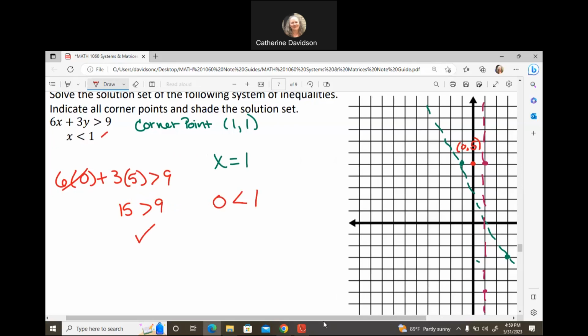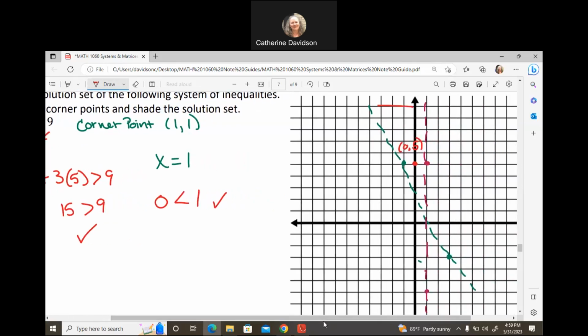Okay, remember we're going to go back to the original inequality. That is true. So that means the shading, where you're going to click the paint can, will be up here, just anywhere up in this little sliver, and it will shade it for you.